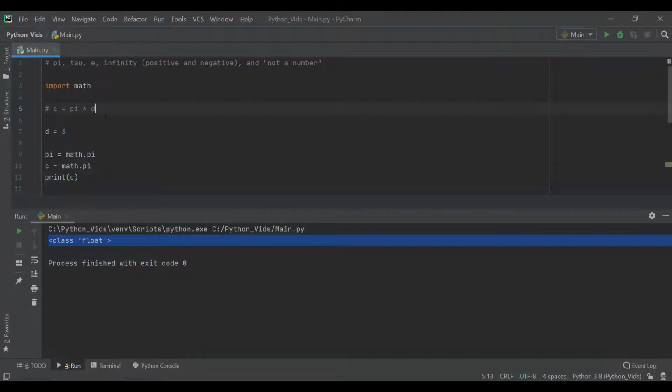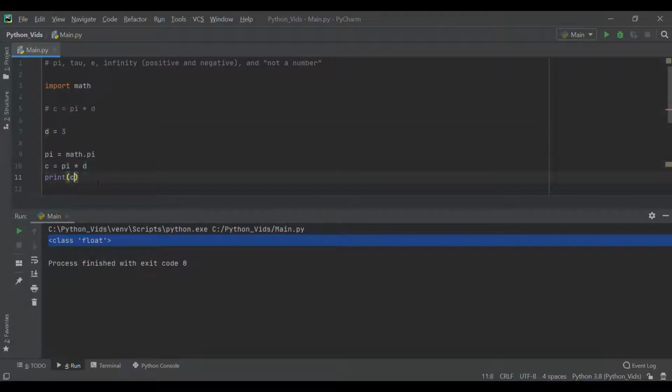Well, what are we doing here? We're importing math, so we're telling the computer, hey, we want to use the math module. And then we're setting a variable called d to be the value 3. And then we're setting a variable called pi to be the float value we just saw, math.pi. And then circumference equals pi times diameter. C equals pi times d.